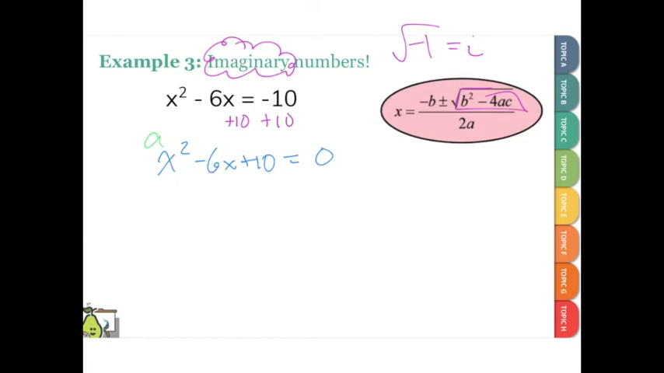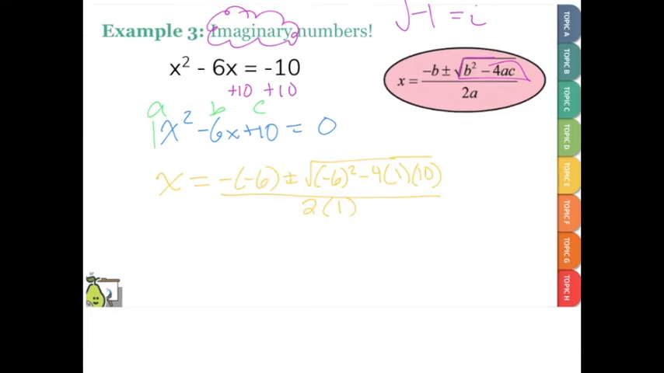Fabulous. A, B, and C come next. So remember, if there's no number in front, it's assumed to be 1. So A equals 1, B is -6, C is 10. So I'm going to go ahead and fill out our quadratic formula. All right, the next thing that I'm going to do is simplify. So that -6, we'll just go ahead and call that a +6.